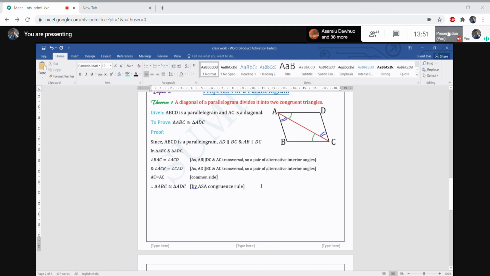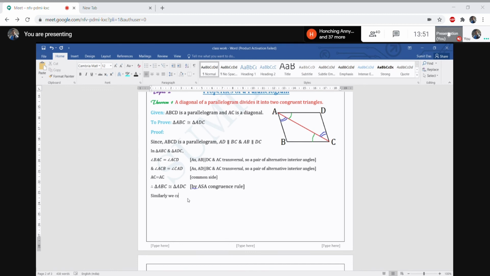Okay, similarly, look, here we proved it by taking AC as the diagonal, right? Understood. Suppose we are joining the BD diagonal. If you join BD diagonal, you can find that ABD and BDC will be congruent. Because here it says divide into congruent triangles, so if you join the BD diagonal anyhow, you can prove it similarly. So we have to write here similarly.